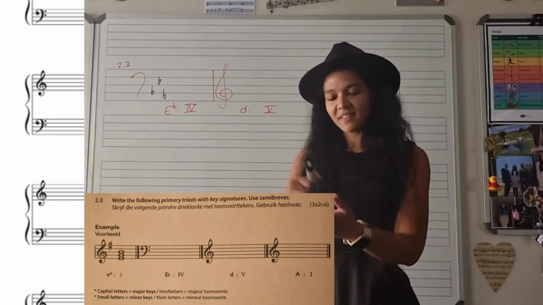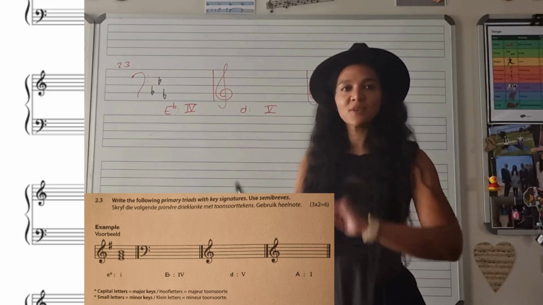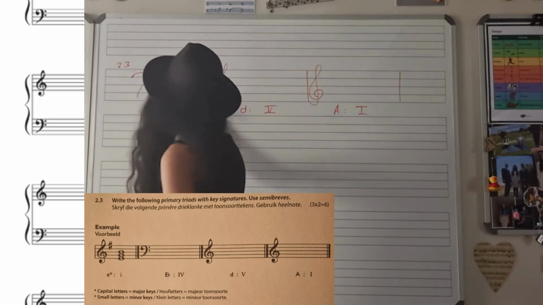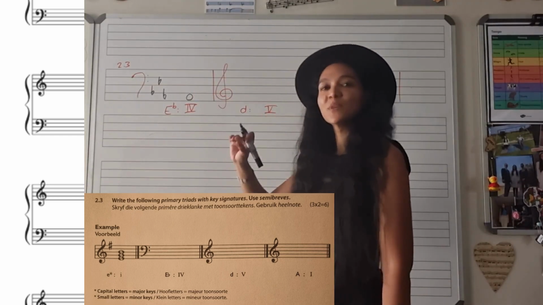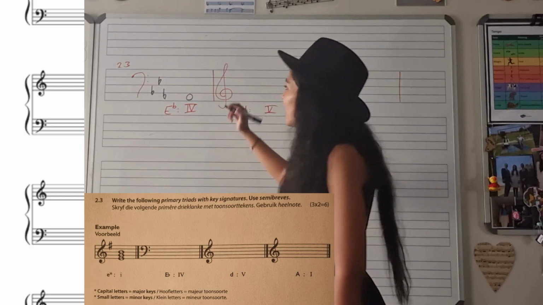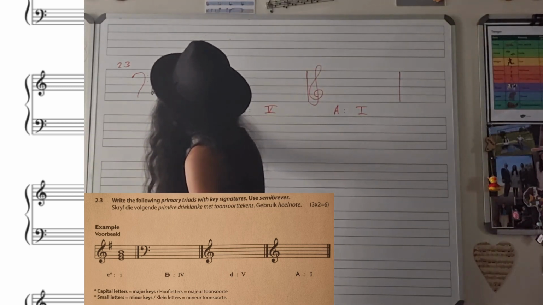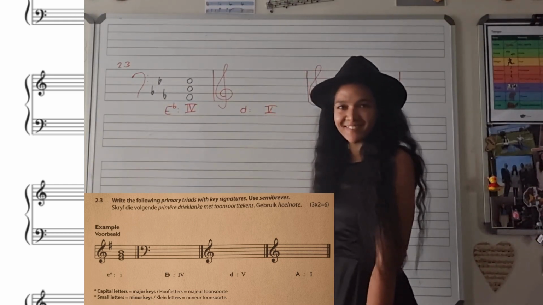So we can count E flat, F, G, A flat. So we start our triad on A flat, and we are on a space note, so we will have 3 space notes. Merely we have 3 notes on top of each other.